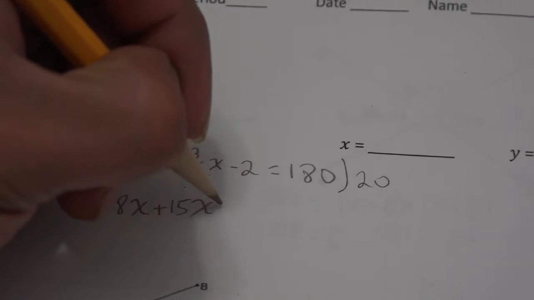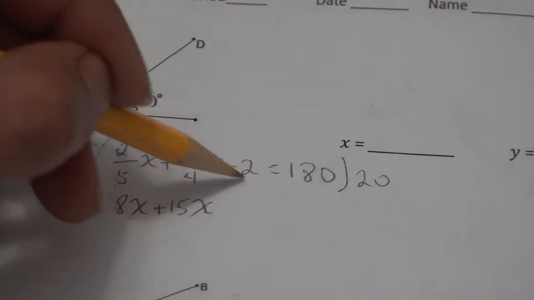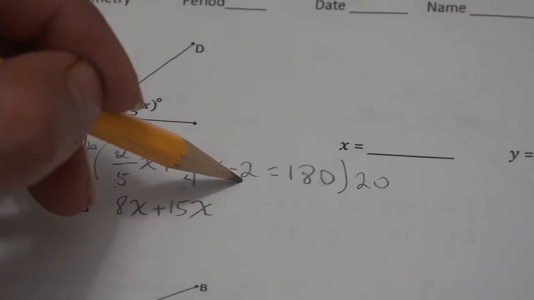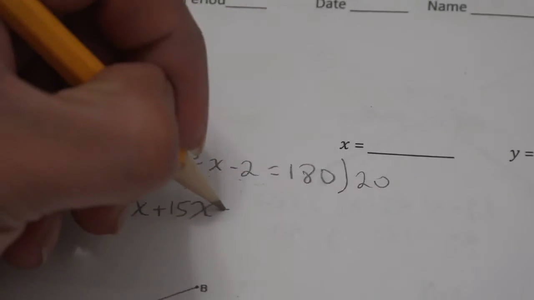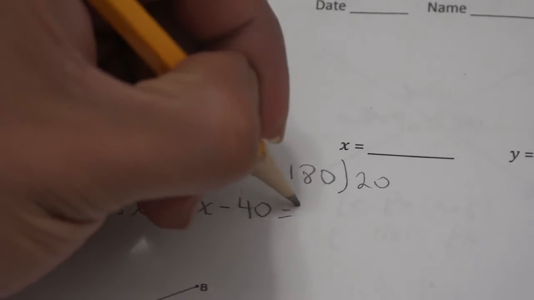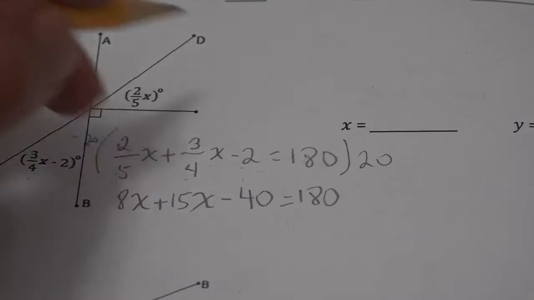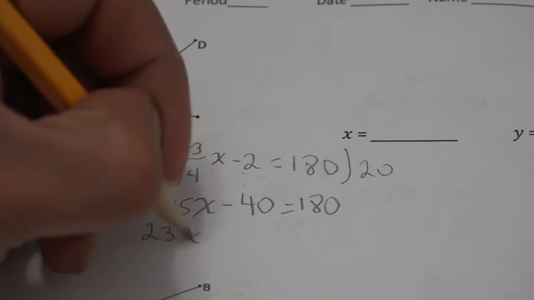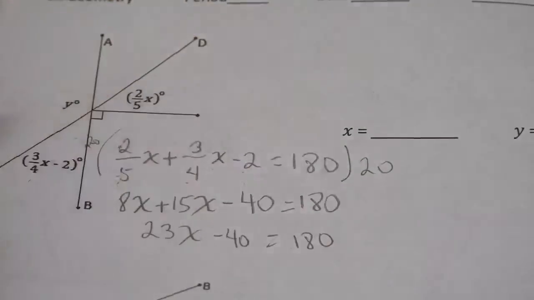Okay, and then 20, well, there's nothing to divide by. So 20 times 2 is 40. I mean, you could say divided by 1, but really you don't want to say that. So minus 40 equals 180. So that turns into a nice equation. Now let's add the like terms. So 8 plus 15 is 23x minus 40 equals 180.